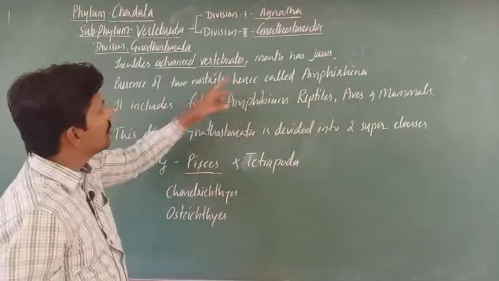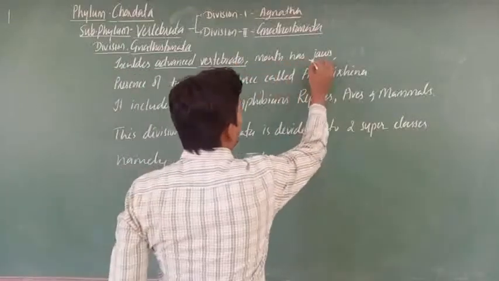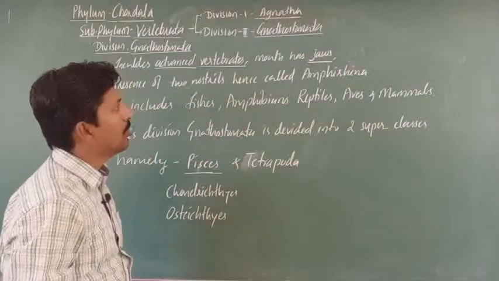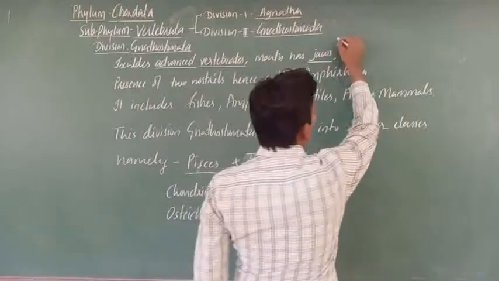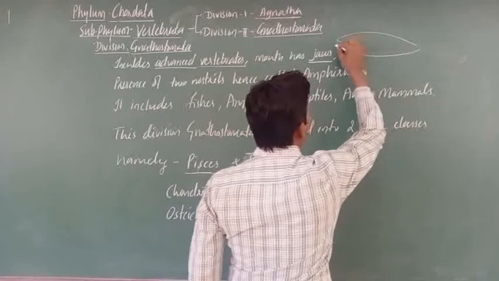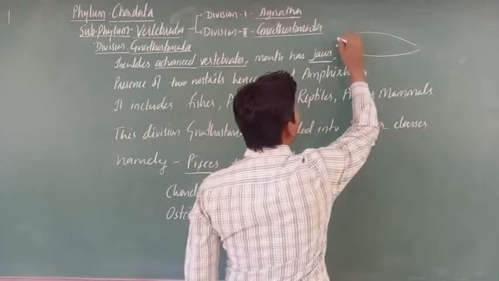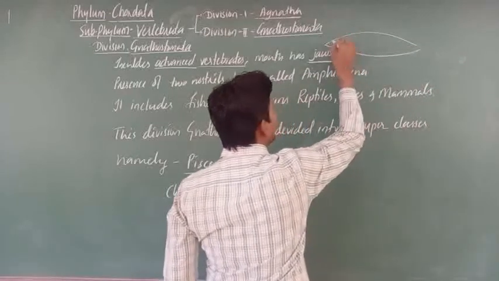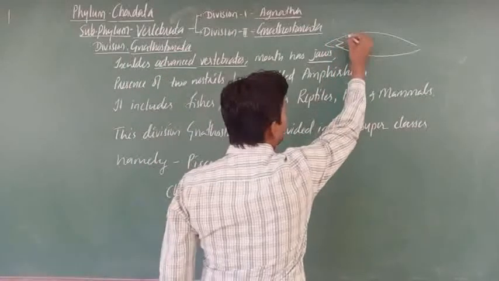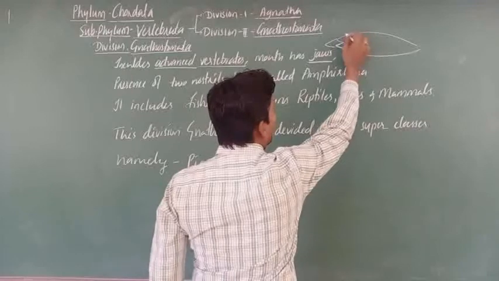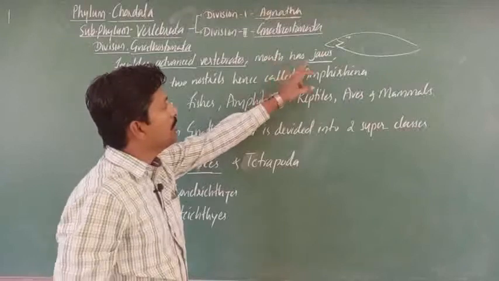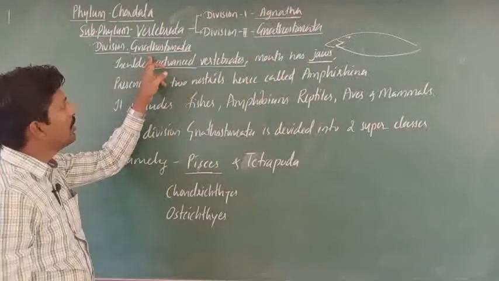That is, the mouth has jaws, the upper and lower jaw. When you observe the body here, this is the lower jaw and the upper jaw. These are said to be jaws. The head region is also observed here, where the eyes are formed. So mouth with jaws is the important feature of Gnathostomata.